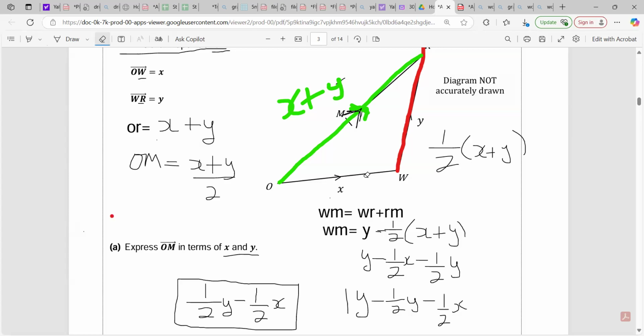We could alternatively go this way from W to O and then from O to M. That would also be from W to M, because remember, it's from W to M. So I could try that route there.